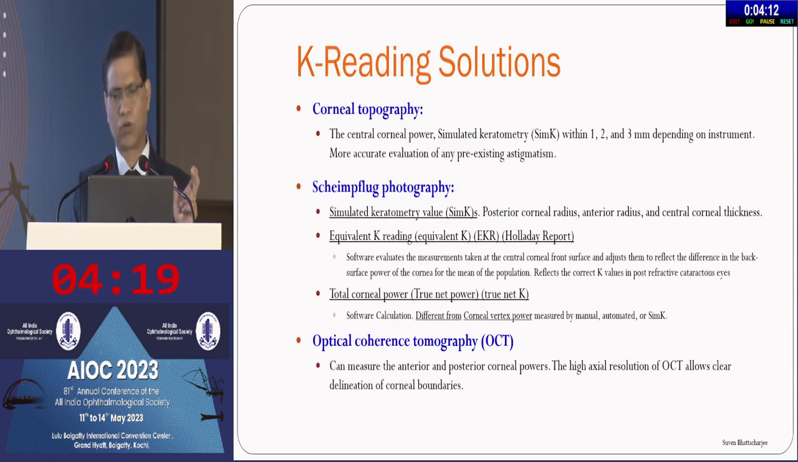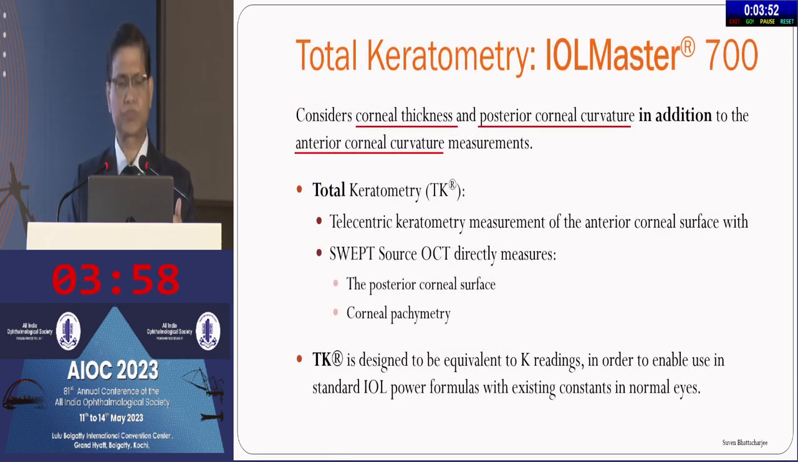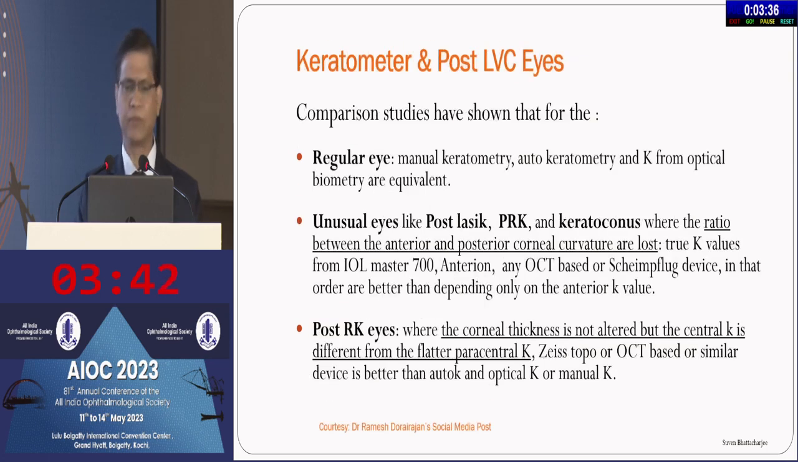That needs to be accounted for. So these are the various ways. I will not go too much into detail. It's the corneal topography. There is a SIMK method, and then the Scheimpflug photography, and the OCT method, which is now more prevalent and is being used more and more to measure the posterior corneal curvature. So this is the IOL 700, which uses total keratometry. That's something called telecentric keratometry, which measures different points. And swept-source OCT is used to directly measure the posterior corneal surface and get an accurate corneal pachymetry as well. So that's proprietary over there.